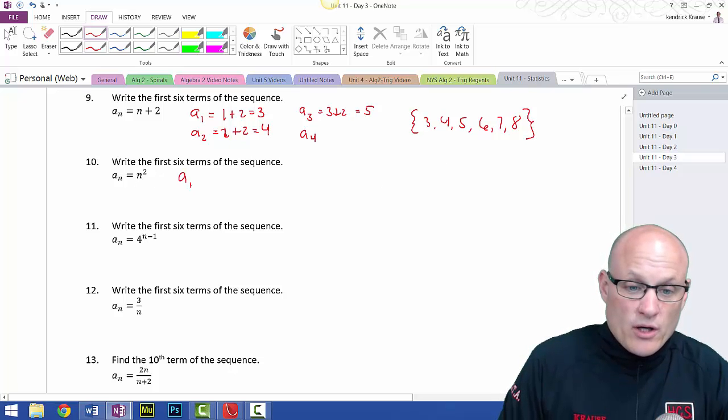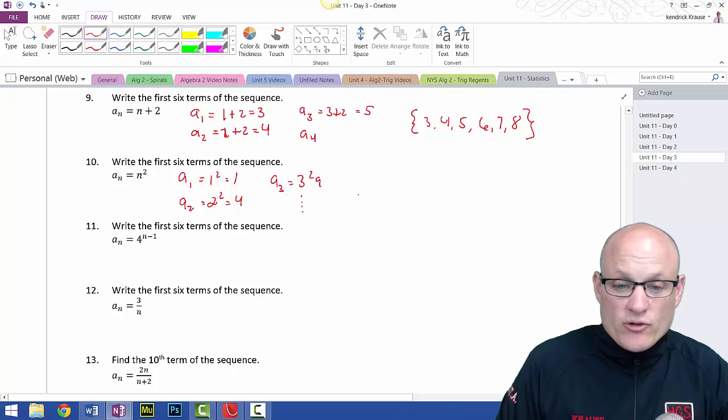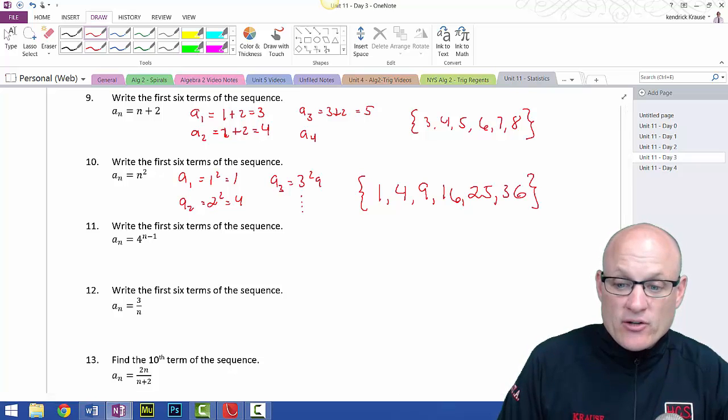First 6 terms of this one, we're going to square them. So a sub 1 is 1 squared, or 1. A sub 2 is 2 squared, or 4. A sub 3 is 3 squared, or 9. I think you get the picture, right? So we'll just go and write those in. 1, 4, 9, 16, 25, 36. There's the first 6 terms generated.